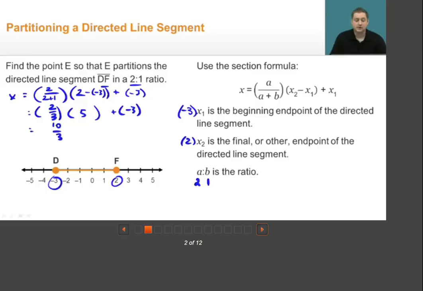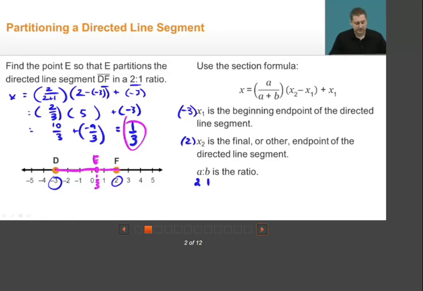If I take 10/3 and add -3, it's the same thing as adding -9/3 by getting a common denominator. And that gives us an answer of 1/3. That's the fraction we were looking for. So on the number line, that'd be right about here. I can put E right there, and that divides our line segment into a 2-to-1 ratio.